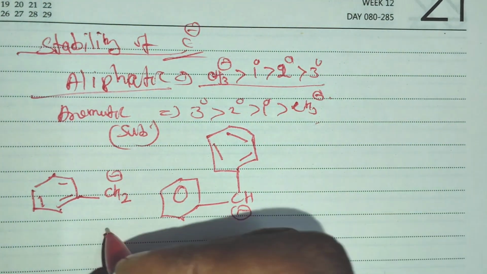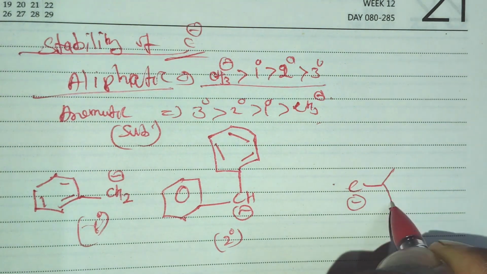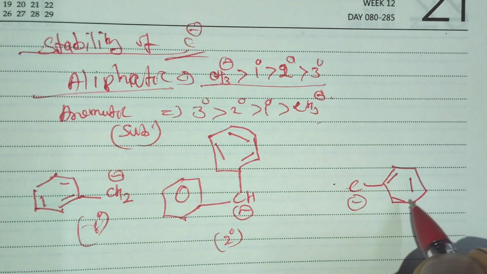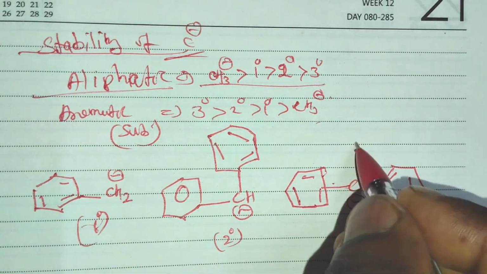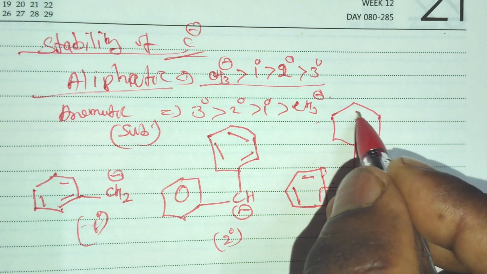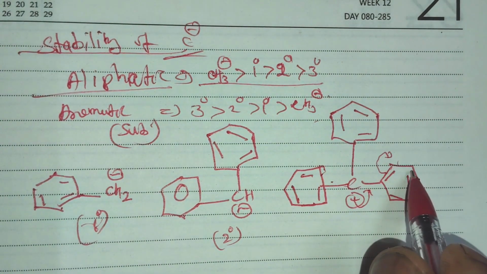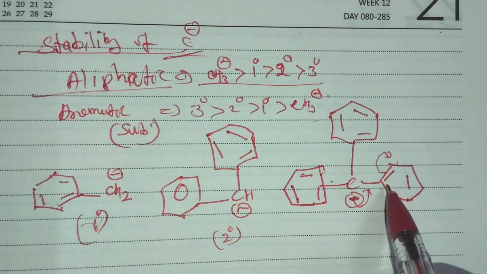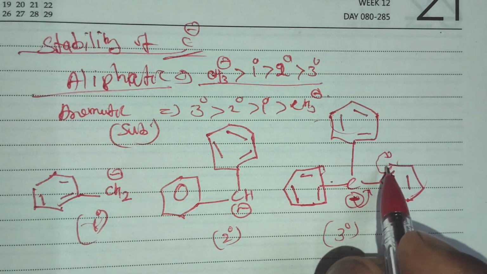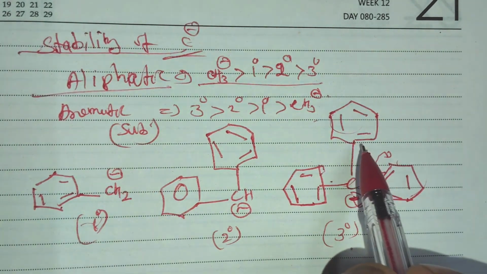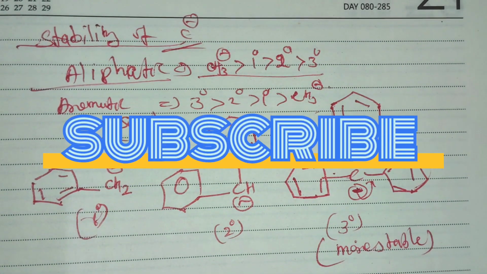So this one is secondary, this one primary, and for the tertiary C minus, three phenyl groups are attached to the negatively charged carbon. There are double bonds in each ring, and the negative charge shifts into the ring, the bond shifts, and again shifts. So the entire negative charge resonates over the three aromatic phenyl rings. That is why this tertiary carbanion, substituted with aromatic groups, becomes more stable.